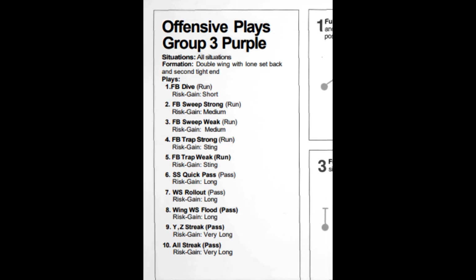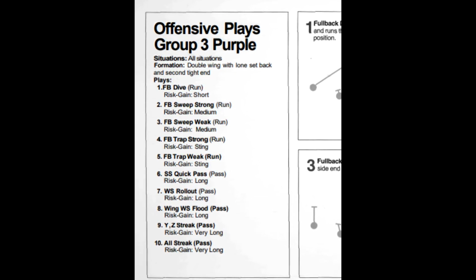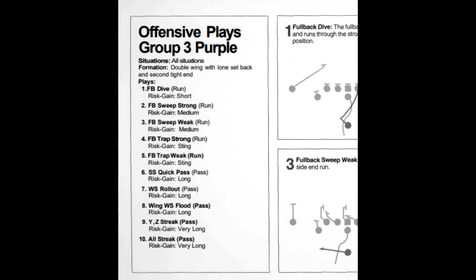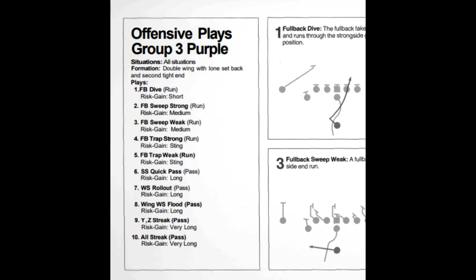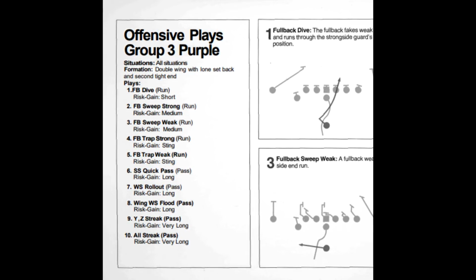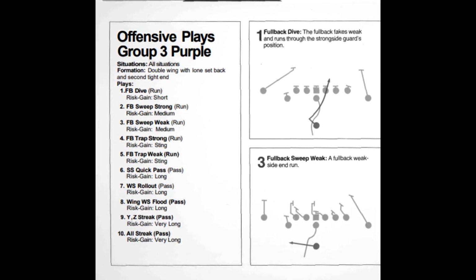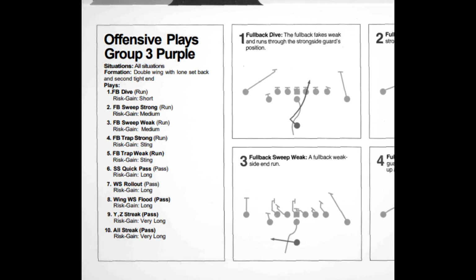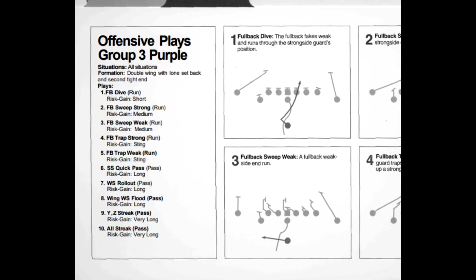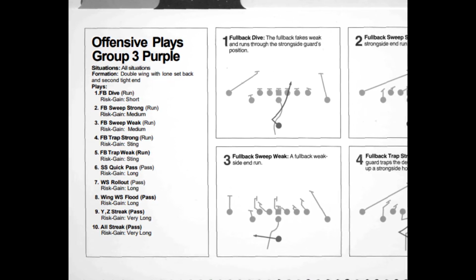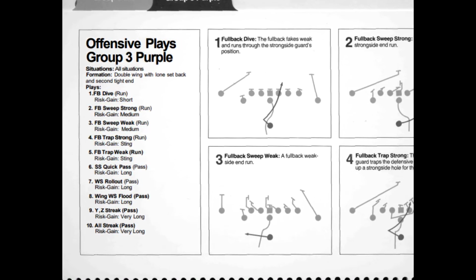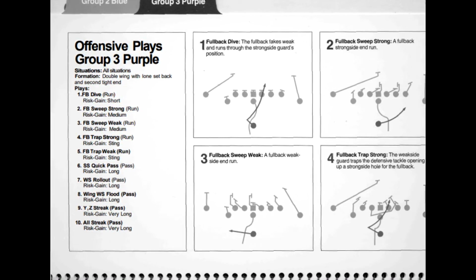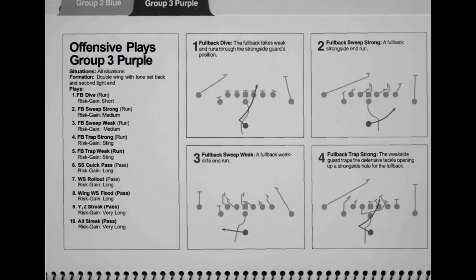Group 3, I don't really know what the name of this one is, but they just say all situations. And then the formation is a double wing with a lone setback and a second tight end. So you have 2 wide receivers on the outside, one running back behind you. It looks like for the most part it's a fullback that's going to be behind you, and then they have a tight end, and also a second tight end there on the other side. So 2 tight ends, 2 wide receivers, and 1 fullback in the back.